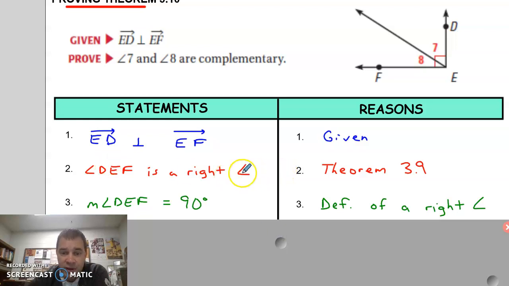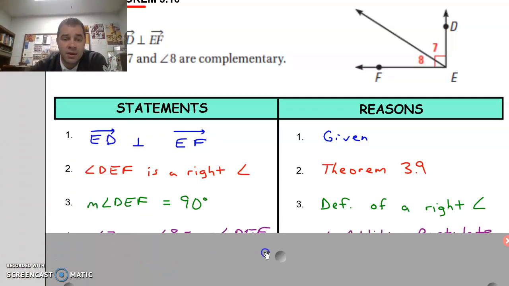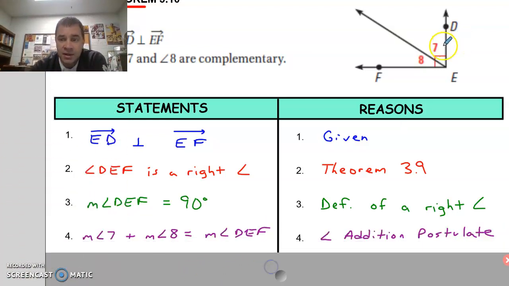Now we need to really define what a right angle is. DEF is 90 degrees. That's the definition of a right angle. After that, since we've got two angles that make up that right angle, we could say 7 and 8 have to add up to DEF. That's the angle addition postulate. Small angle plus small angle equals the entire large angle.